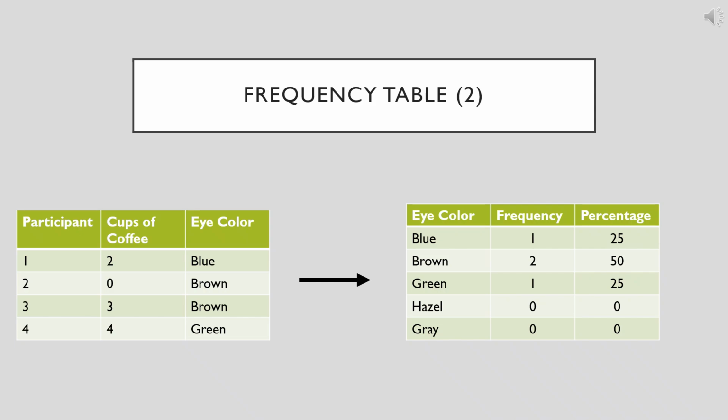So we know that our first participant has blue eyes. They're the only one with blue eyes. So frequency should be 1, and percentage is going to be 25%, because that's 1 out of the 4 participants we've got. Now 2 people have brown eyes. That's participant number 2 and participant number 3. They have brown eyes. So that's actually a frequency of 2, and that should be 50% of our sample, because 2 out of 4, right? That's 50%. 1 person has green, 0 people have hazel, and 0 people have gray.